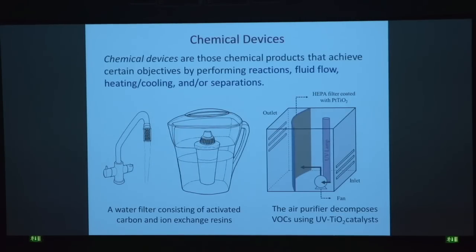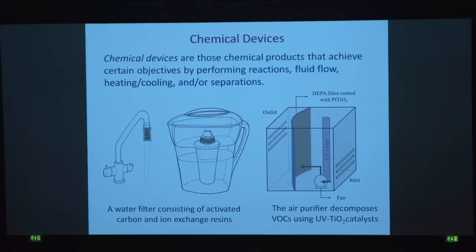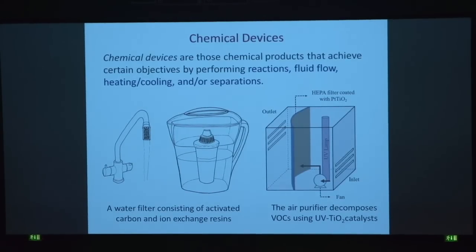Now, if we look at the B2C products, some are molecules, but most of them are not. And we can classify them in different ways. One is what we refer to as chemical device. They are products that achieve certain objectives by performing reactions, fluid flow, heating, cooling. Examples include water filter and air purifier that we use at home. And these type of devices, we can consider them as miniature chemical plants.